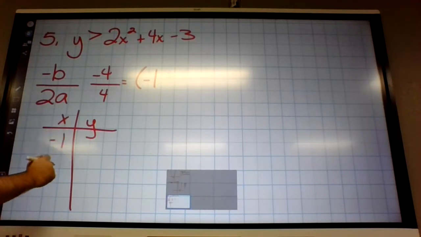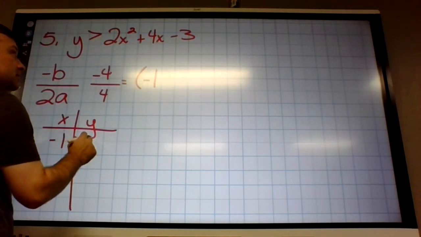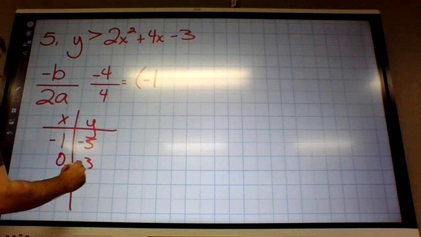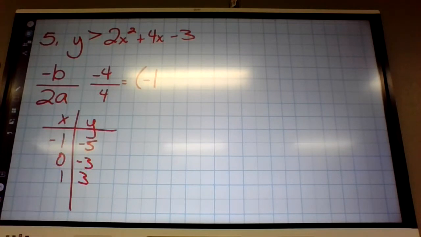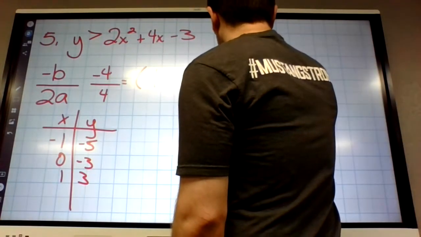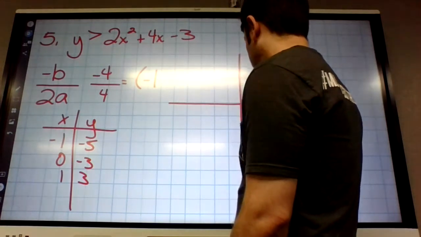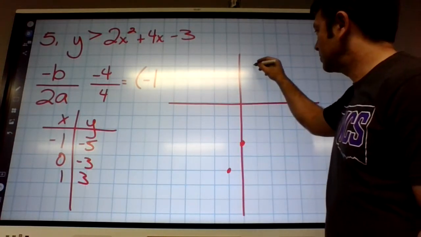How do I find the y coordinate that goes with it? Plug negative 1 back in. That would be 2 minus 4 minus 3, negative 5. And choose a couple other x values close to that. (-1, -5), (0, -3), (1, 3).